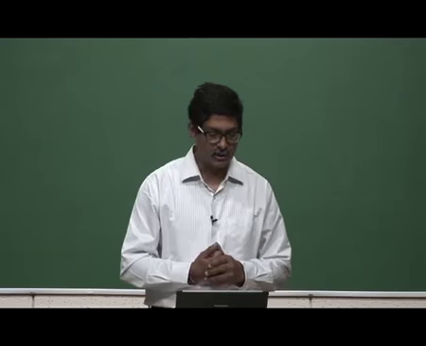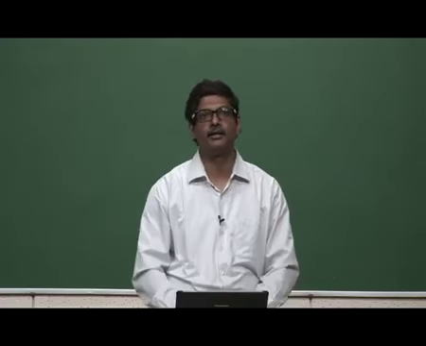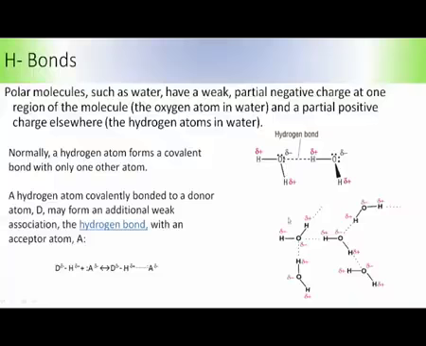So, in these situations, a hydrogen atom, and that is why it is called hydrogen bond, a hydrogen atom which is covalently bonded to a donor atom, let us say D here. So, this is a donor atom. So, here we call it D, delta negative. So, D, and to this a hydrogen is covalently bonded, may form an additional weak association with an acceptor which is A, delta negative. Now, here the acceptor is an oxygen from another water molecule, and then they form what is called a hydrogen bond represented by these dotted lines.